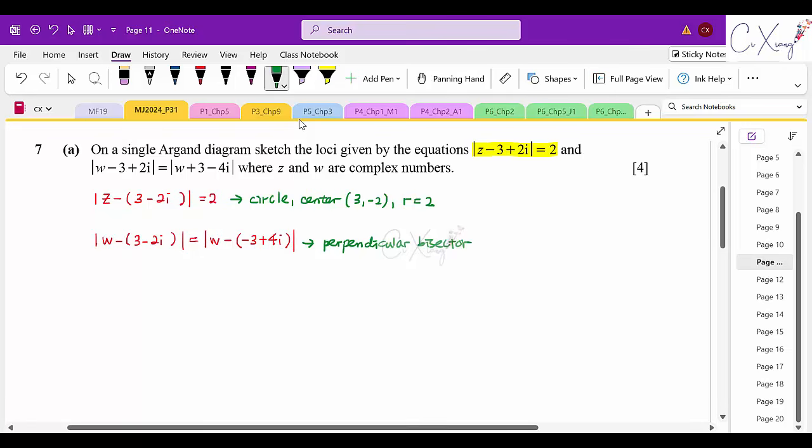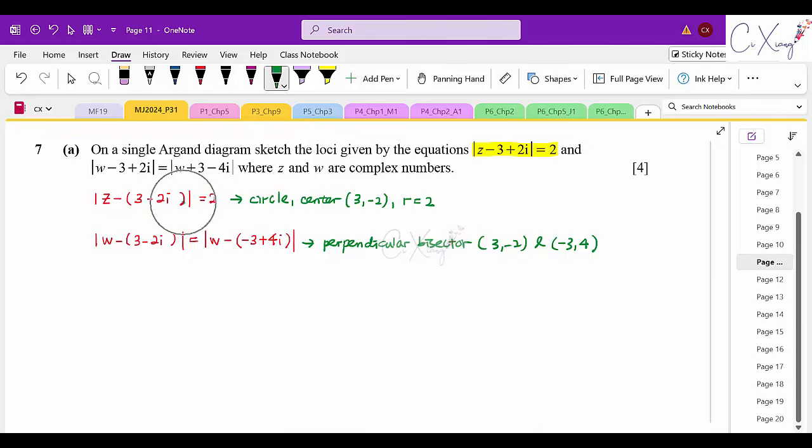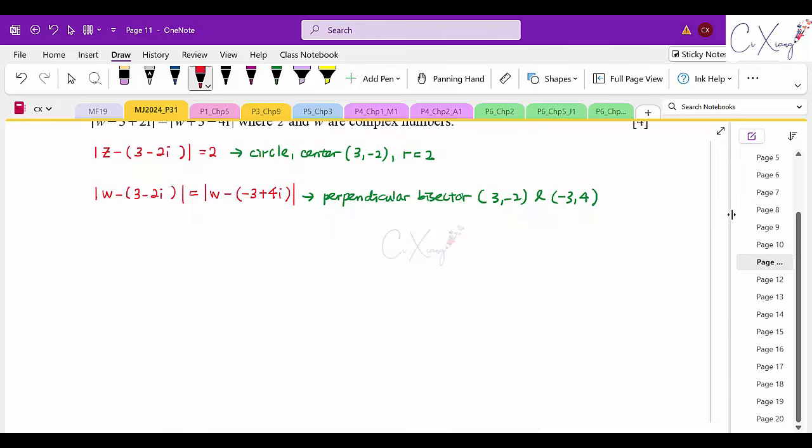For the points 3, -2, and -3, 4. Okay, so we need to roughly know how the locus looks like. So this is a circle, and basically this is the perpendicular bisector. So we try to put everything in our single Argand diagram. My range needs to be quite big, so let's have a look first.